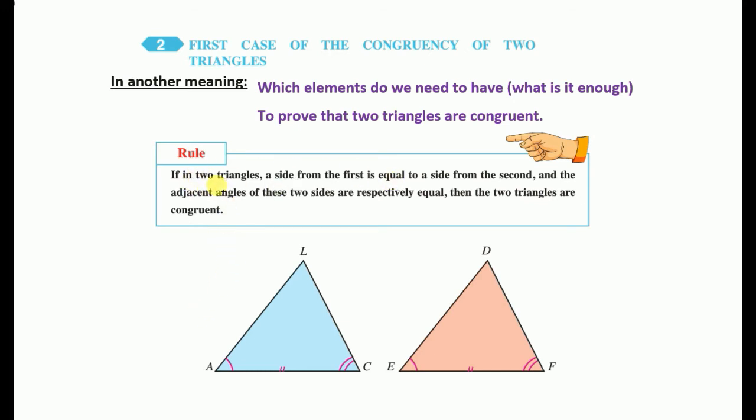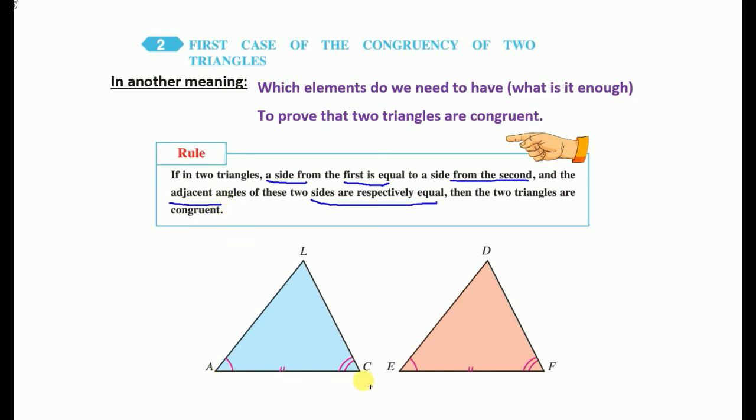To understand what we mean by this rule, let's look at this example. In this example, we have two triangles with codes. By looking at the codes, we notice that the side AC from triangle LAC is equal to the side EF from triangle DEF. So here we know that a side from the first triangle is equal to a side from the second triangle. We also need to have the fact that the adjacent angles of these two sides are respectively equal. Let's first explain what we mean by adjacent angles of a side.